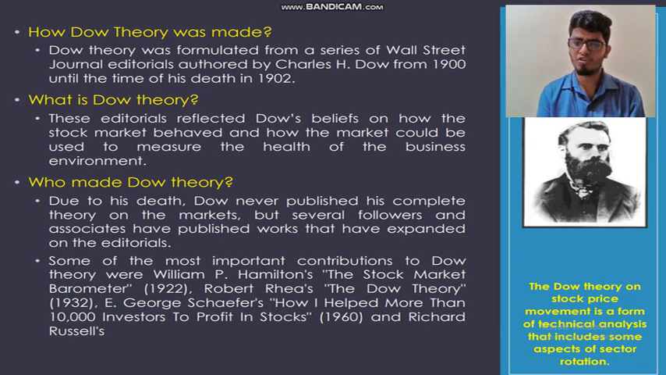The Dow theory on stock price movement is a form of technical analysis that includes some aspects of sector rotation. So here the sector rotation is nothing but the trends. How was Dow theory made? Dow theory was formulated from a series of Wall Street Journal editorials authored by Charles H. Dow. He started this theory in 1900 and worked on it until his death in 1902. In these 2 years the Dow theory was made, and after his death his students and supporters developed this theory further.